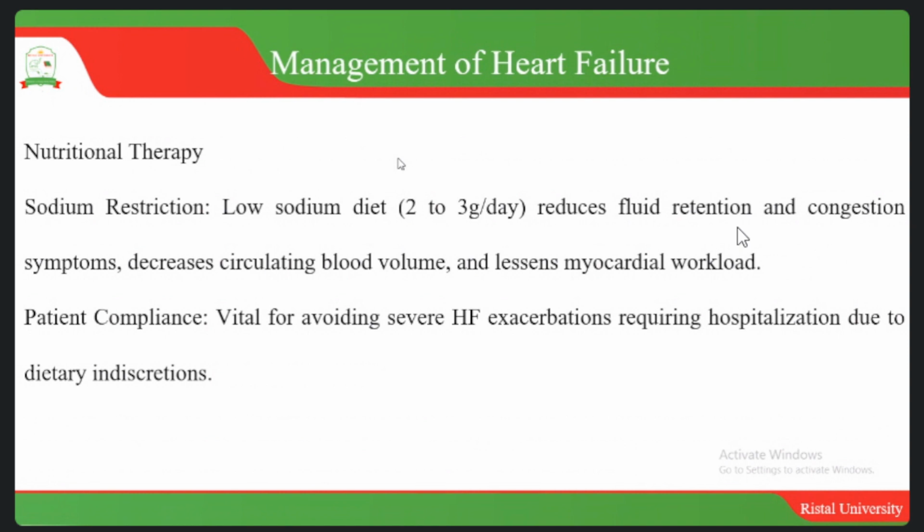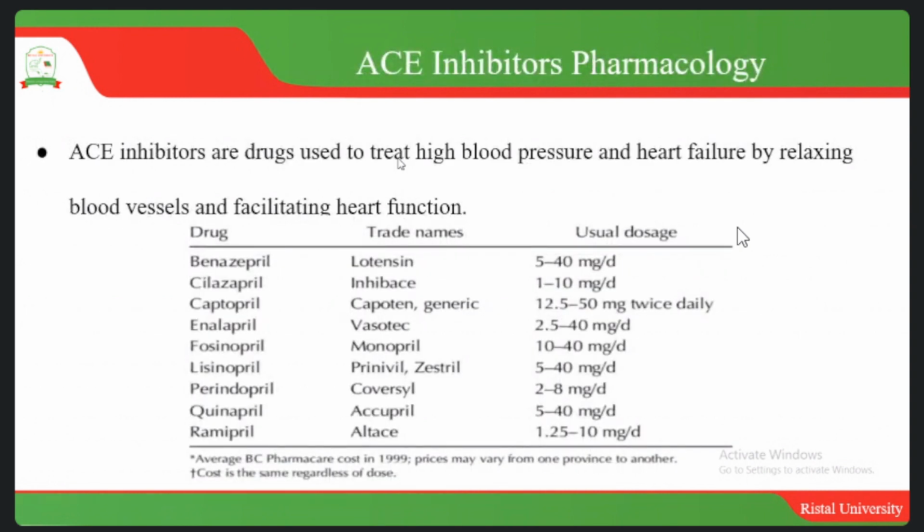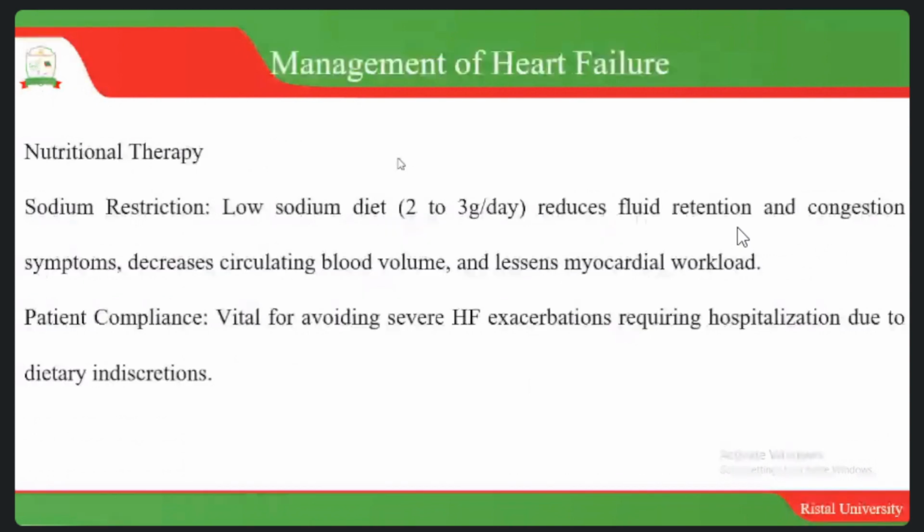So we give our patients advice to reduce their sodium diet, and this will help us also to reduce the increased volumes of blood in circulation. These are the types of drugs. We talked about ACE inhibitors, and we say that these are drugs that can help us to prevent the accumulation of fluids, increased fluids, in the system.